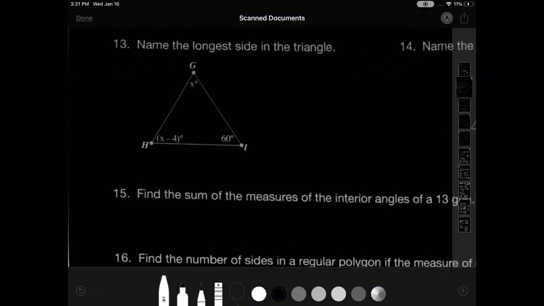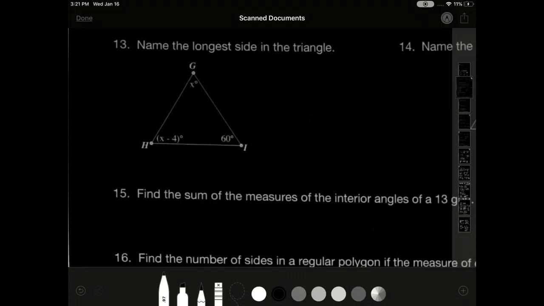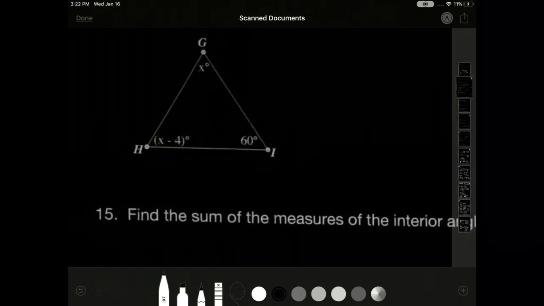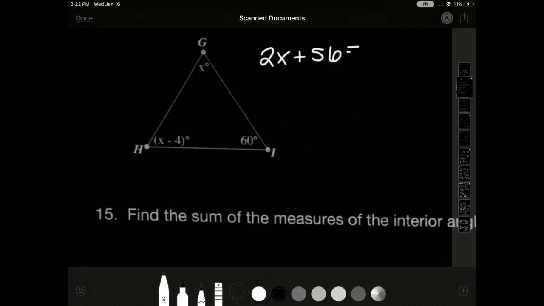In problem 13, we want to name the longest side in the triangle. So that means we need to find the largest angle. We know that we are limited to 180 degrees. We already have 60 degrees. We have an x minus 4, and we have an x. So if I combine all of these, I get 2x plus 56 equals 180.